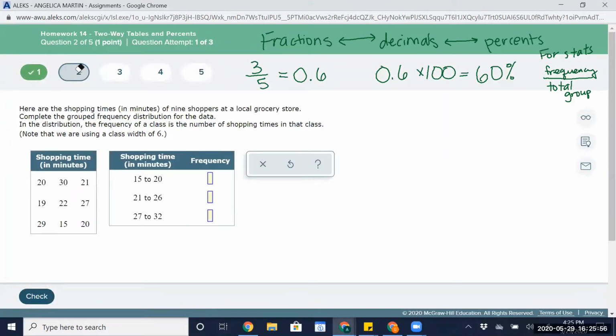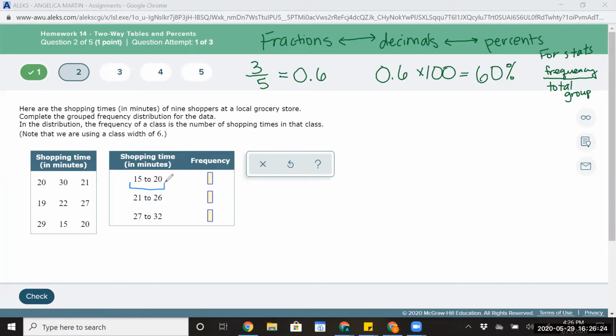Question 2 is asking for something a little bit different. We're not looking for percents this time, but rather you're looking at data and trying to create tables for yourself. In this one, we're using a range. So notice here, we've got a range of numbers, 15 to 20, and we're trying to find out how many data points are in that range. So to get some context, read along with me.